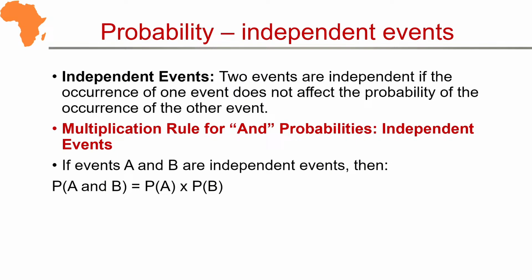Independent events. I asked you about independent events. Two events are independent if the occurrence of one event does not affect the probability of the occurrence of the other event. When you leave here in the evening and I don't leave, my probability of leaving is not dependent on you, or my probability of you leaving is not dependent on me. Multiplication rule for independent events: if events A and B are independent, then the probability of A and B is the probability of A times the probability of B. It's no longer plus, it's the multiplication rule.